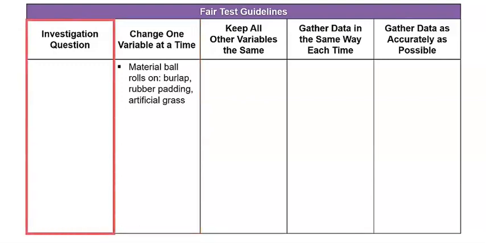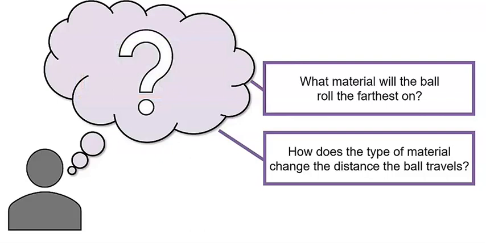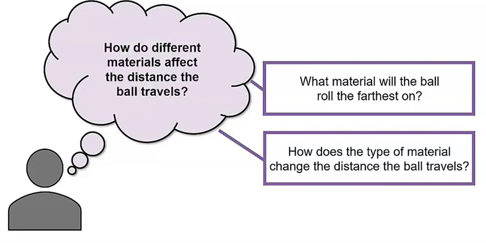We'll also need to make sure we have a testable investigation question before we get started. Remember, a testable question is one that can be answered by using evidence gathered through investigation. What question could we ask? Well, let's revisit these questions. What material will the ball roll the farthest on? And how does the type of material change the distance the ball travels? What bigger question can we answer as we gather data about these questions? How about how do different materials affect the distance the ball travels?